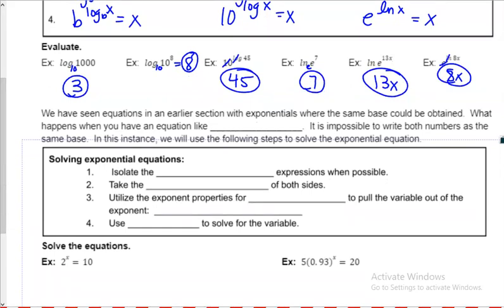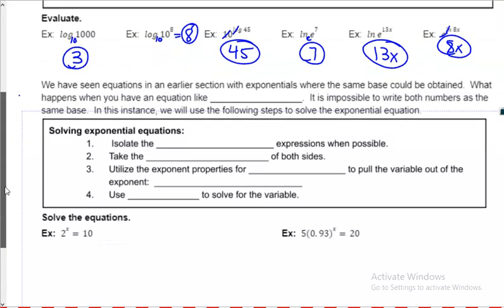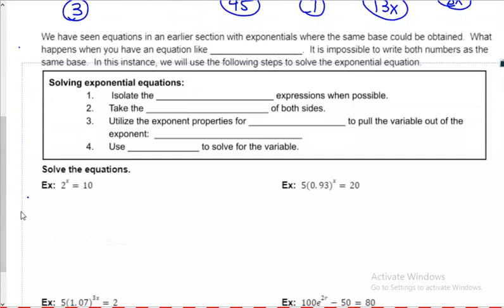Okay? All right, so this is our last piece here, where we are going into solving equations for exponentials. In the earlier part of our section, we had the same base. So we said, okay, 10 to what power equals 100? We could write that as 10 squared and then equate our powers together to get x equals 2. But there are times when that is not the case.